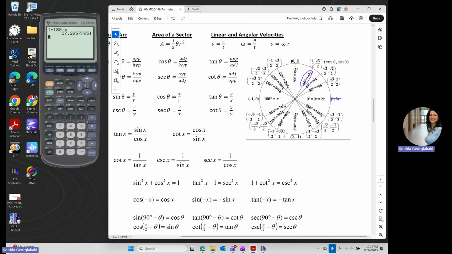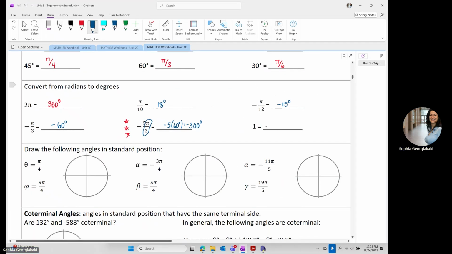So the radian will be starting from 0 degrees and going to 57 degrees, which would be somewhere there. That will be 1 radian. So approximately 57.3 degrees.